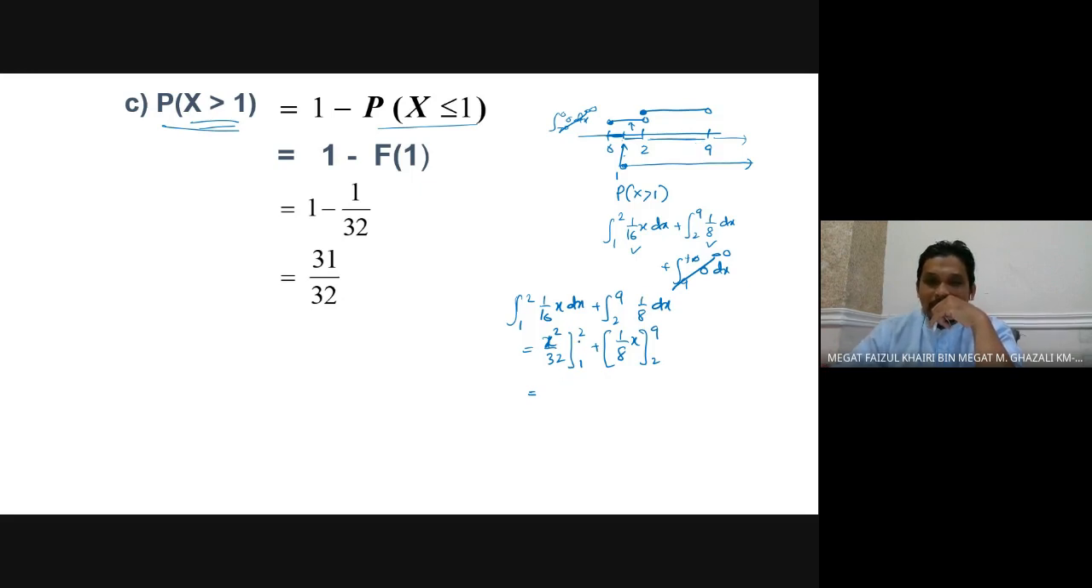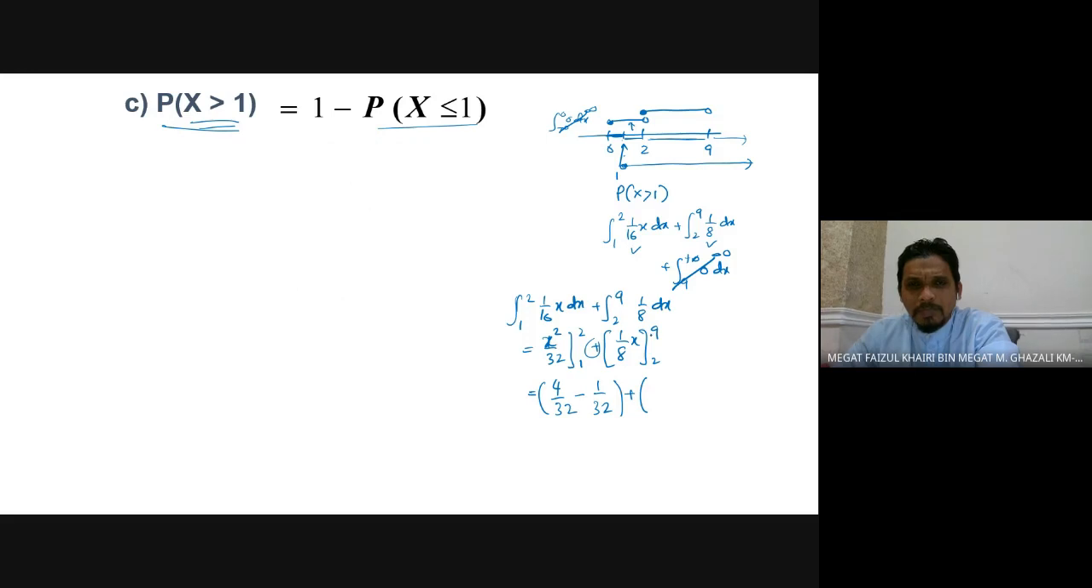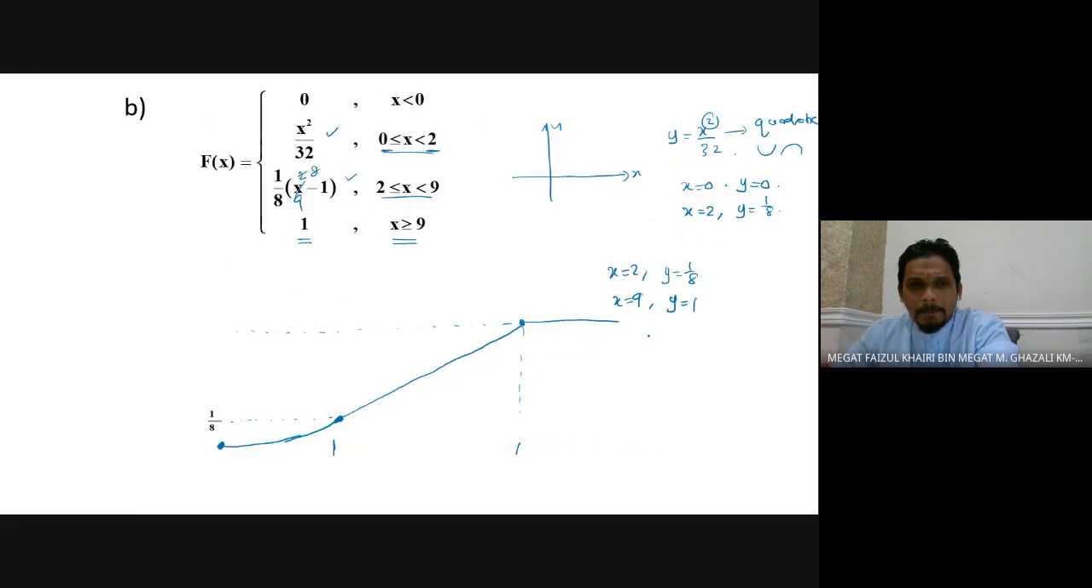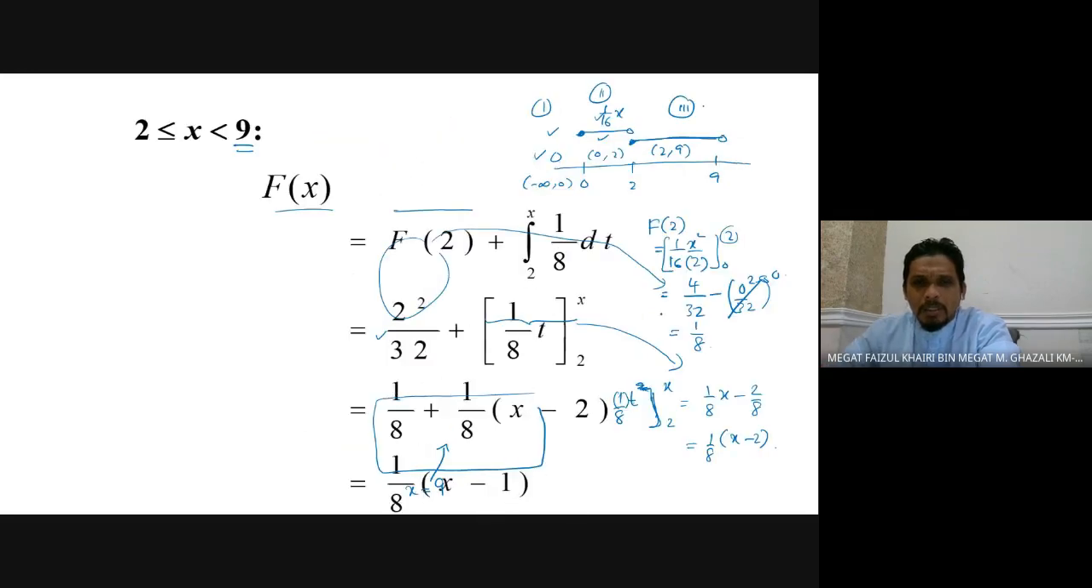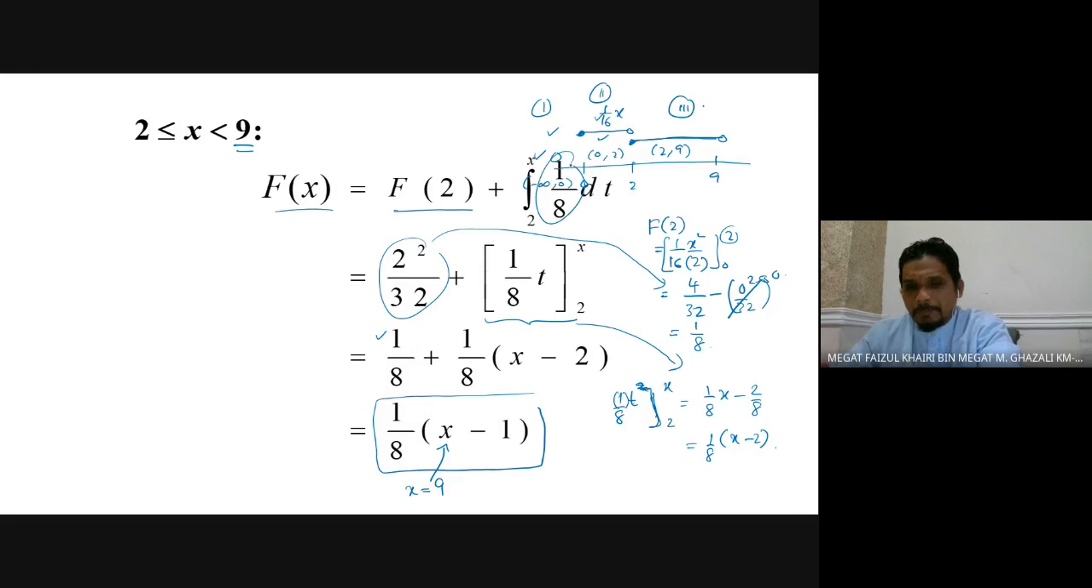So now substitute x with 2: 4 over 32 minus 1 over 32. Okay, plus, sorry, plus 1 over 8x. Betul ke fungsi, saya takut silap? Okay, yes, 1 over 8.